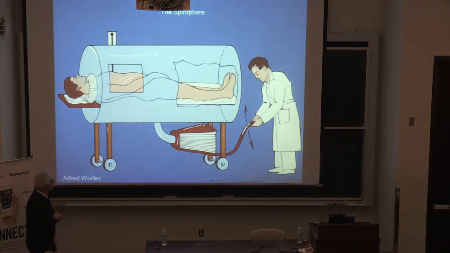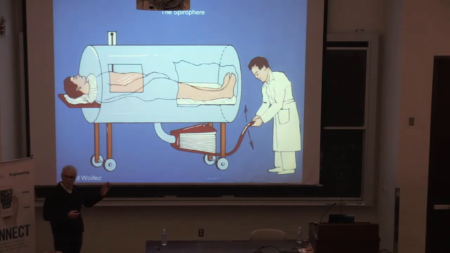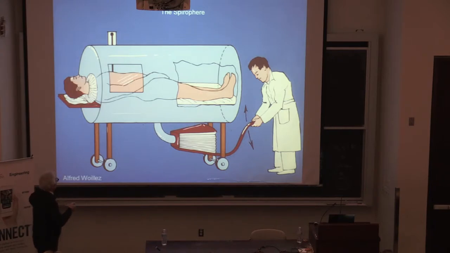This was called the spirosphere. Alfred Woillez in Paris, in the late 1800s, early 1900s, invented this. This looks like an iron lung. I'm sure you've seen pictures of iron lungs. As I said, I'm going to show you some more pictures later. The idea here is you put the patient in and you change the pressure in this box. That causes gas to move in and out of the lungs. You can see there's an interesting device here that sits on the chest that tells you how much gas goes in and out. It tells you what the tidal volume of the patient is, which is important.